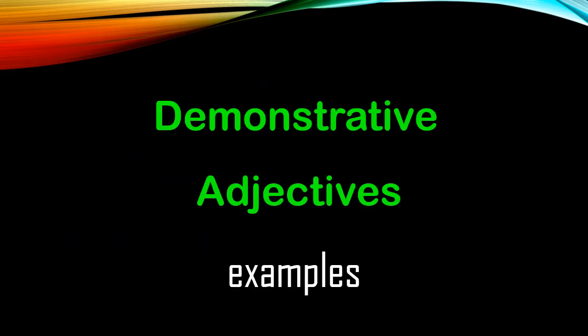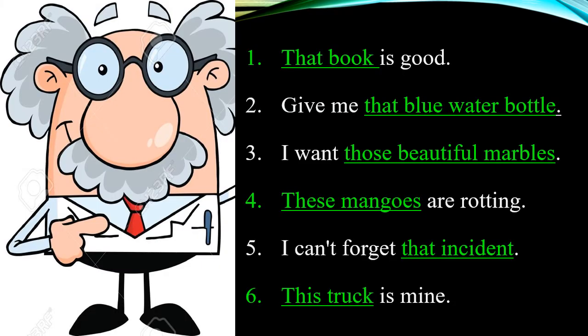According to the definition, demonstratives become demonstrative adjectives when they accompany a noun. So here are some examples. That book is good. Now can you see that book itself is a noun and we are using a demonstrative with it. So it becomes a demonstrative adjective.